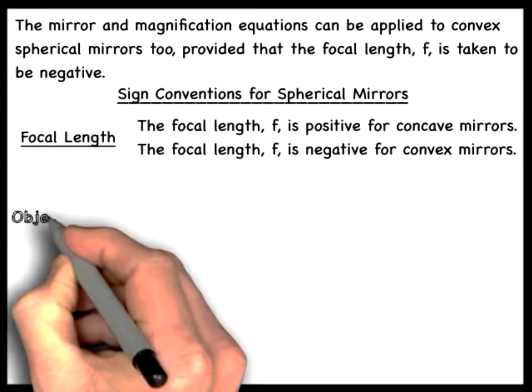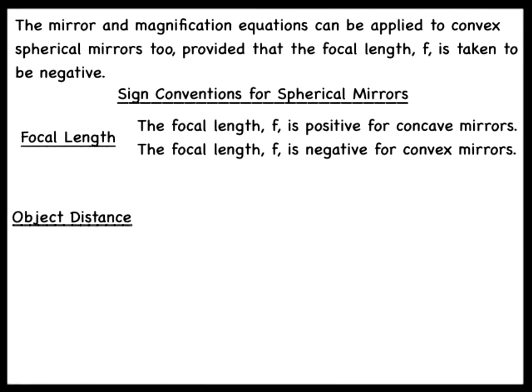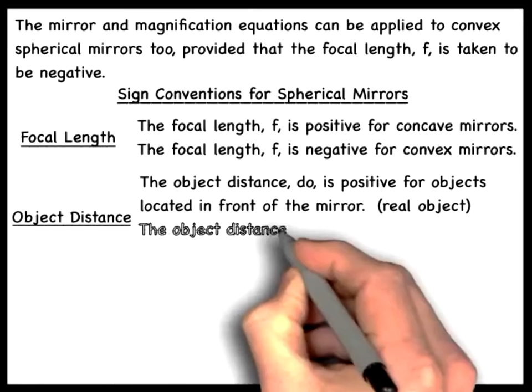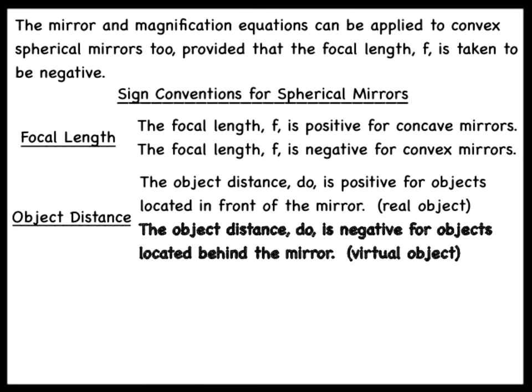The object distance DO is positive for an object that is in front of the mirror. This is known as a real object. The object distance is negative if the object is located behind the mirror. This is known as a virtual object. This situation may arise in systems with two or more mirrors, where the image from the first mirror becomes the object for the second one.